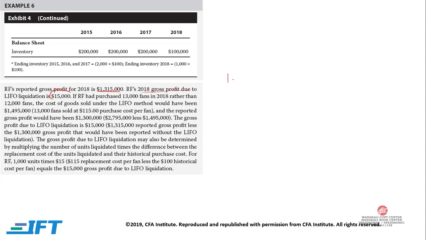Again, because of the extra 1,000 fans that we sold, we are taking $100 as the cost, but at this point the cost is 115. If we would have purchased an extra 1,000 fans for 115, our cost would be 15,000 more, but because that is not happening, our cost is 15,000 less.